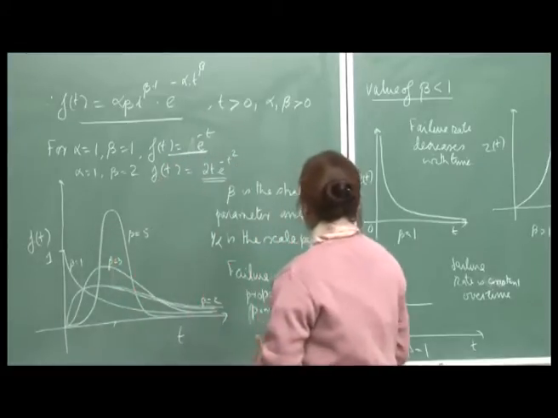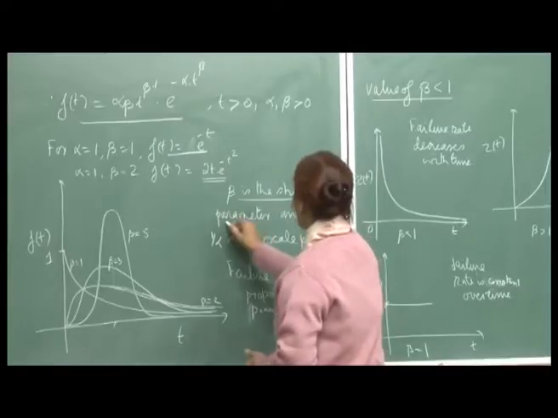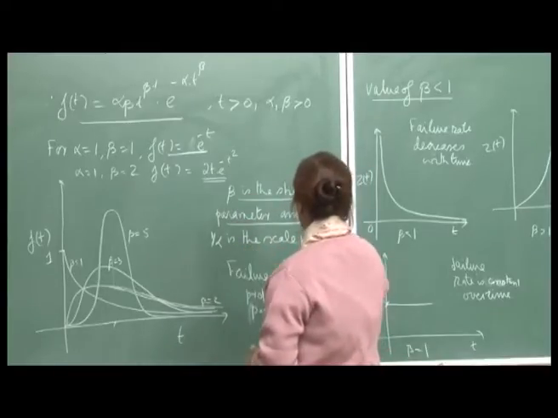So, here beta is a shape parameter, therefore, you see beta is a shape parameter and 1 by alpha is the scale parameter.